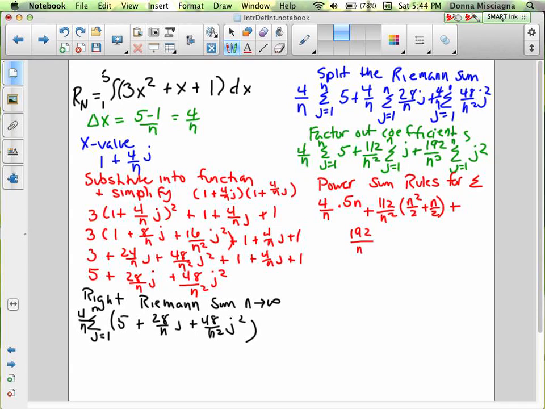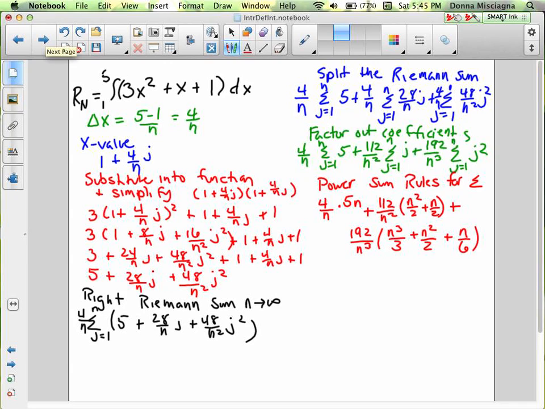192 over n cubed, and then the one for j squared would be j cubed over 3. They match. Oh, excuse me. No j's. n cubed over 3 plus n squared over 2, and then lowly old n over 3 times 2, 6. Right? And you have these in your notes. All right, so now we're going to simplify that.